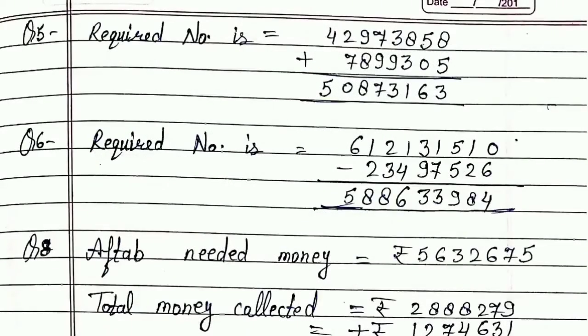Here, see answer number 5. We will write the required number is, and then we will add the two numbers and hence we will get the answer. Now question number 6.